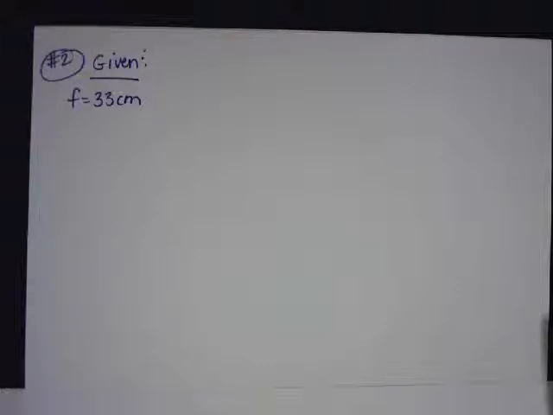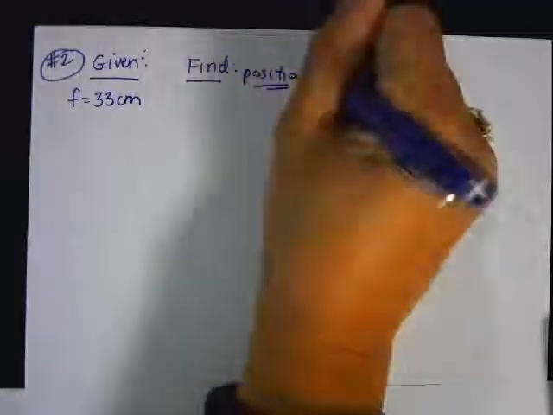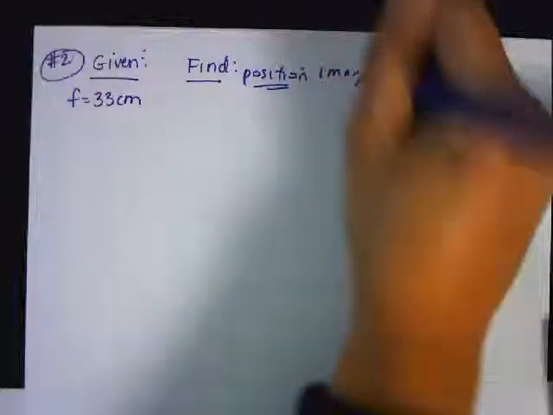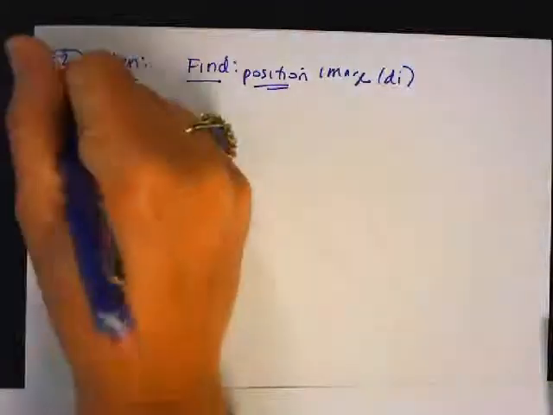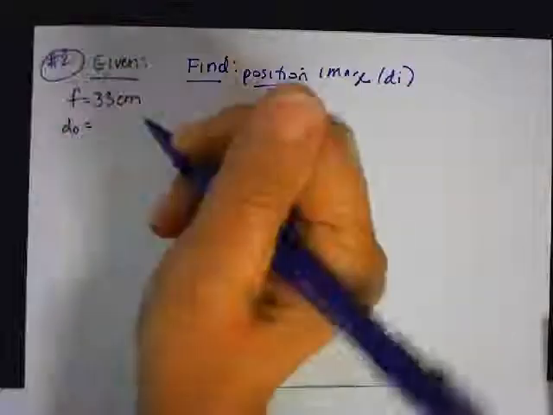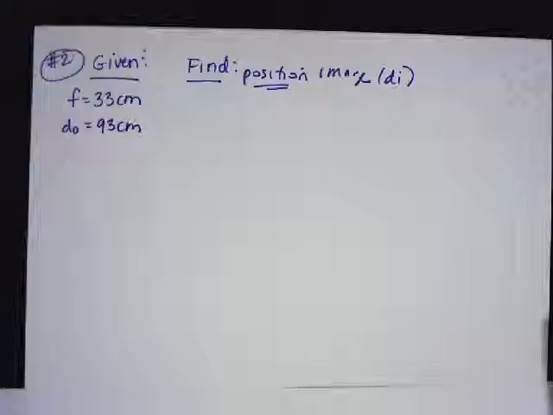calculate the image position of a cologne bottle. So I want to see, where is the image? So if I want to find the position of the image, that's going to be DI. And then it also says in front of a mirror at a distance of 93 centimeters. So the distance of the object, the cologne bottle, is 93 centimeters. Okay?